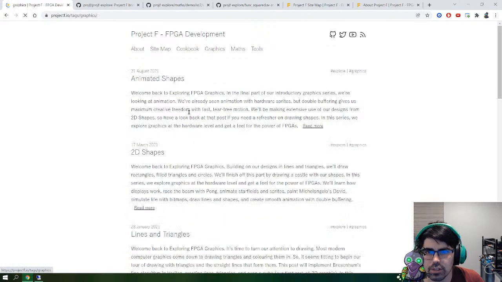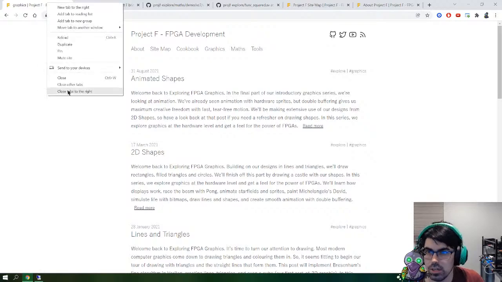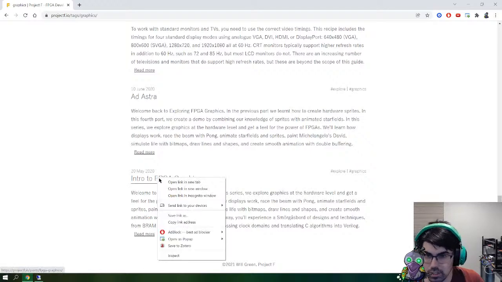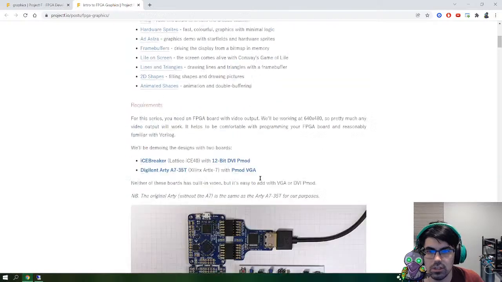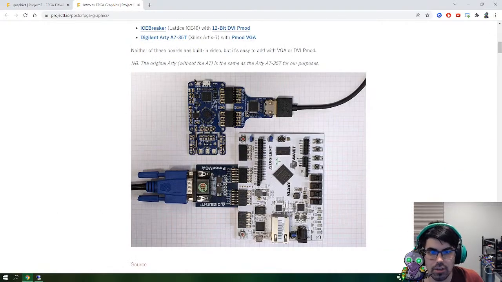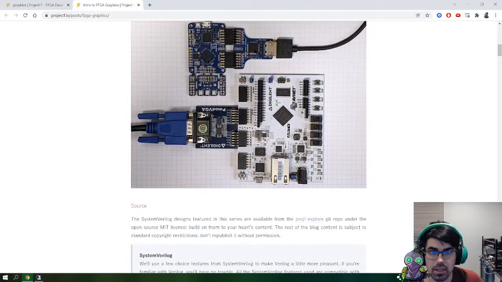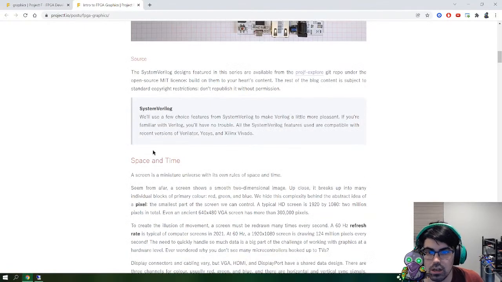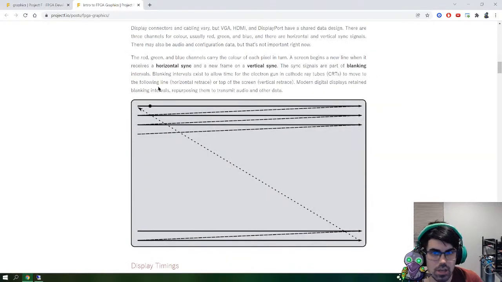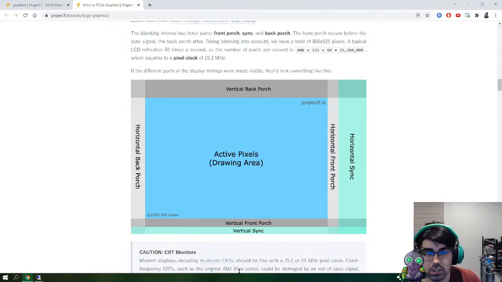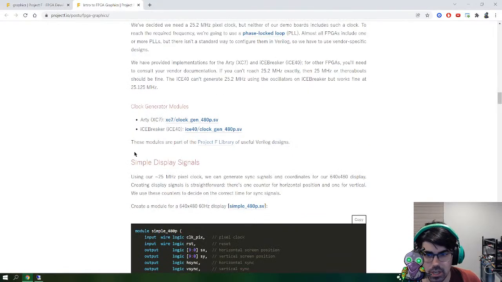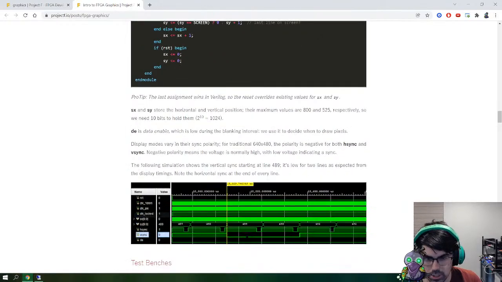So let's go check over graphics, right? I want to see his graphics section. Intro to FPGA graphics. Okay, what do we got here? I have that board, I have that board. So we got options. Interesting. I like that little thing. Yes, it's talking about the horizontal sync and the vertical sync of the screen. Good explanation there. The screen running on time.